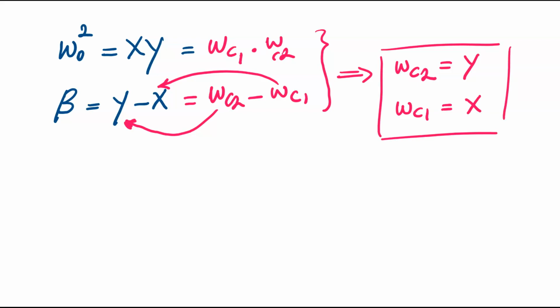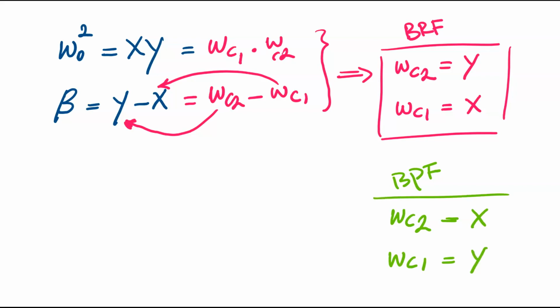Remember that this is exactly the opposite of the bandpass filter. In the bandpass filter, just to remind you, we ended up having omega C2 equal to x and omega C1 equal to y. So for a bandpass filter, our greater cutoff frequency was equal to the cutoff frequency of the low pass, but here the greater cutoff frequency is equal to the cutoff frequency of the high pass. This is something that you should be very careful about. So this is the final conclusion that I have here.